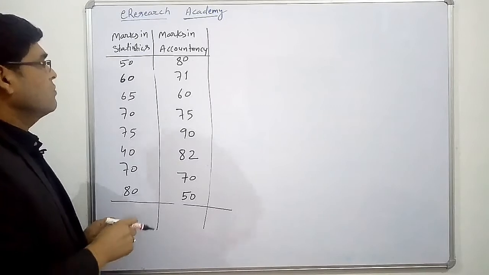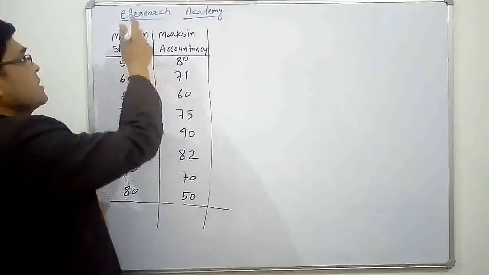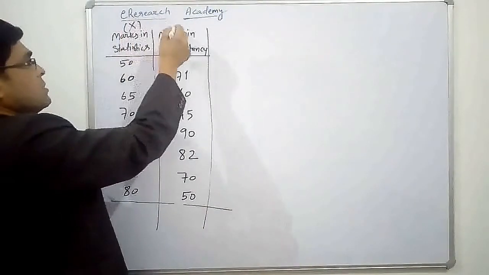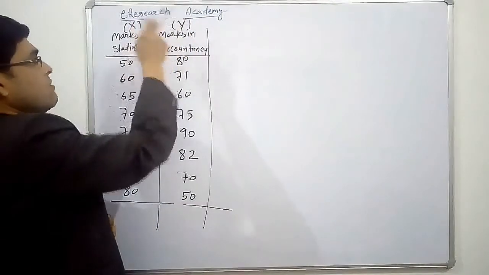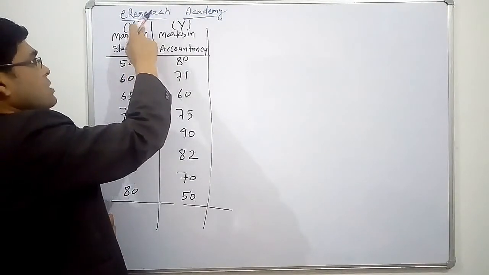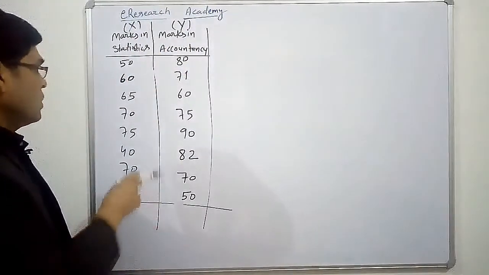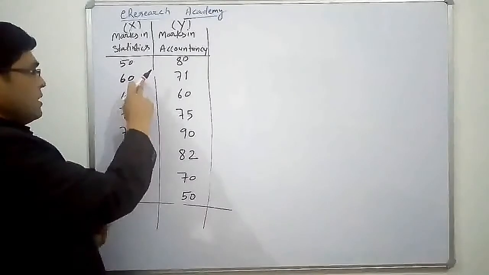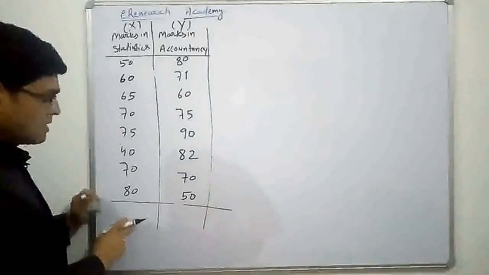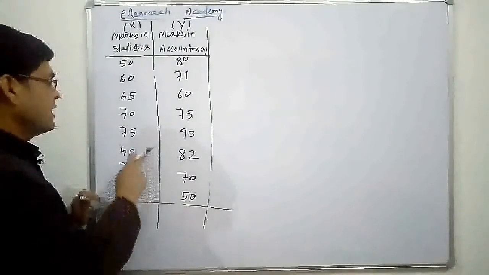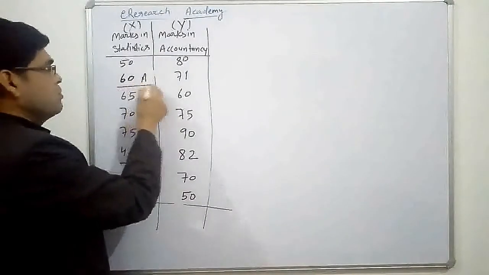So let's start. We have two variables, x and y. Marks in statistics we have taken as x, and marks in accountancy we have taken as y. If we calculate the mean value of the x series, the answer comes in decimal points, somewhere around 60 to 62. So I am assuming 60 as the assumed mean here.